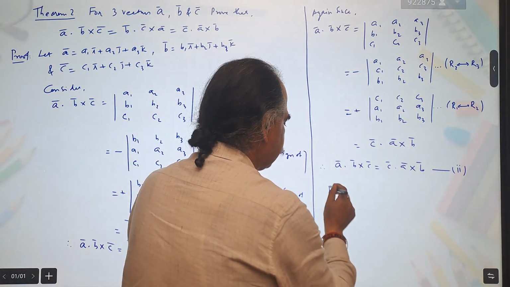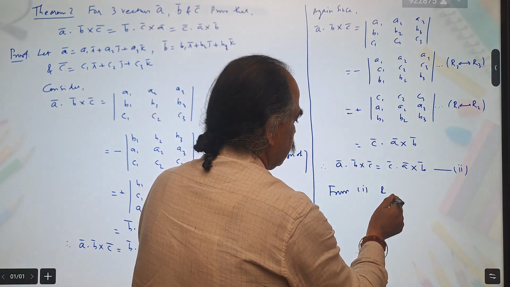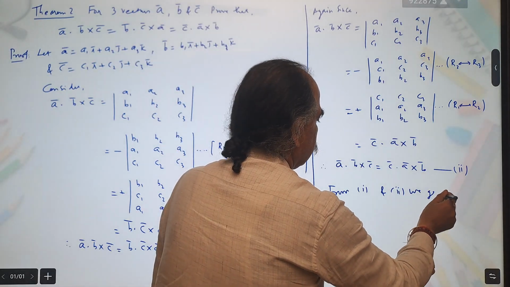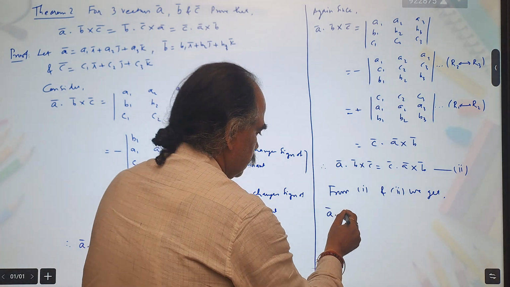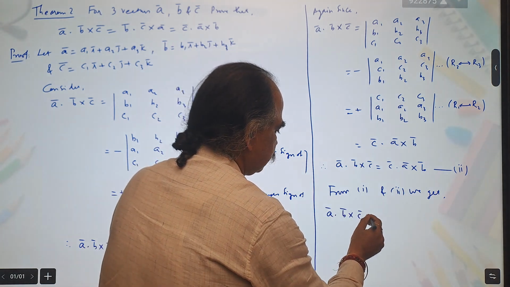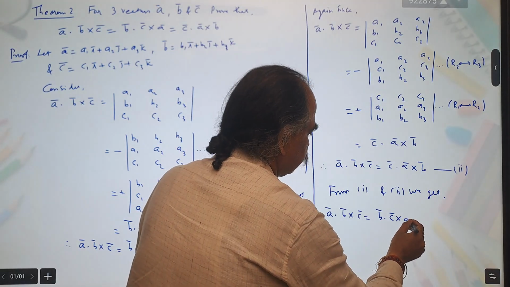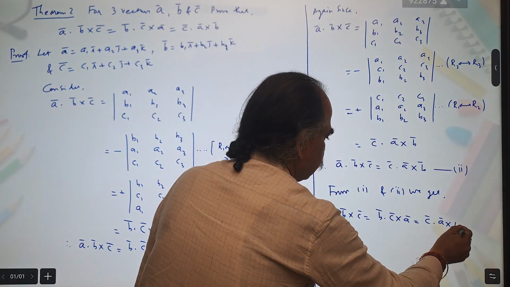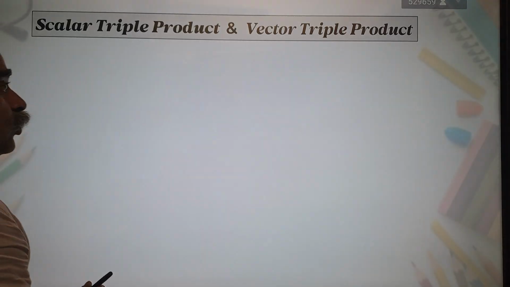From 1 and 2 we get A dot B cross C same as B dot C cross A same as C dot A cross B. Next is what? Note.